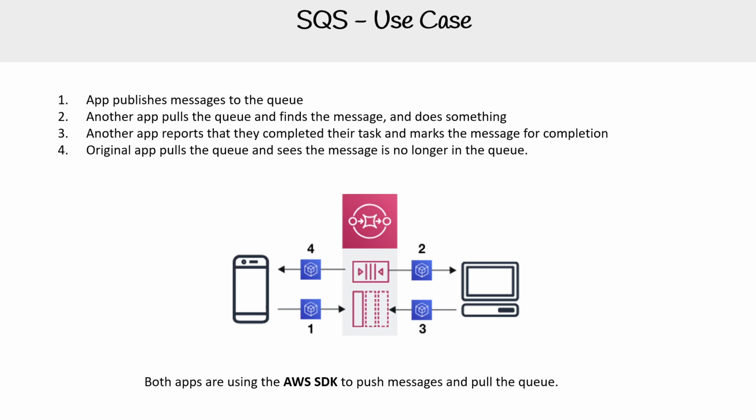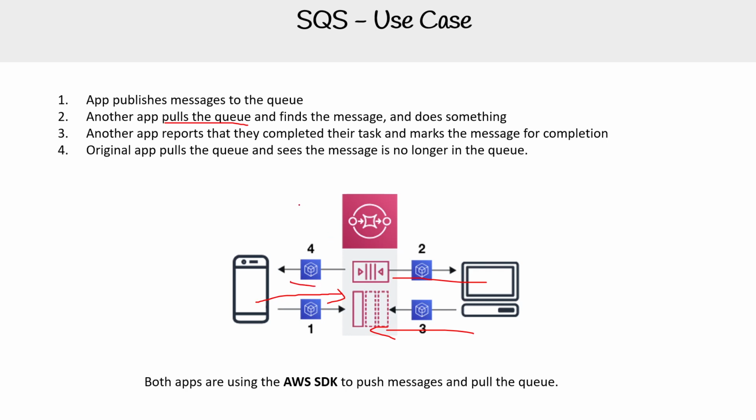Let's just go here and it's out of order here, but we'll just get the pen tool out here. So anyway, the app publishes messages to the queue, which is here, right? So from the phone to the queue. Another app pulls the queue and finds the message, okay? So that's what it's doing here. Another app reports that they completed their task, so it goes back and marks the message for completion. Then the original app pulls the queue and sees the message is no longer in the queue.